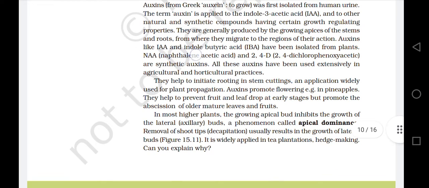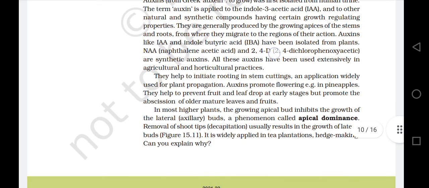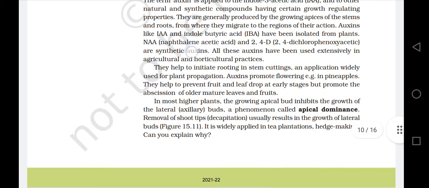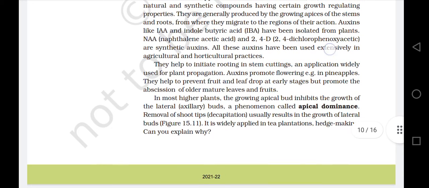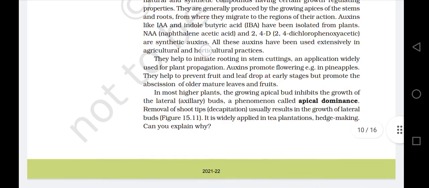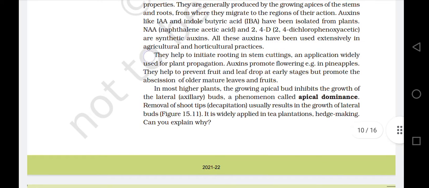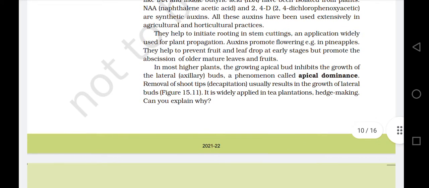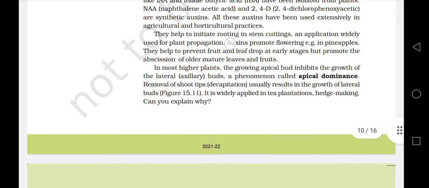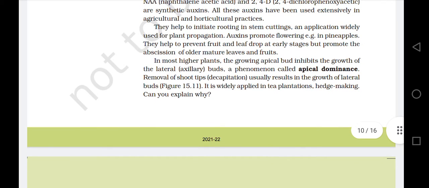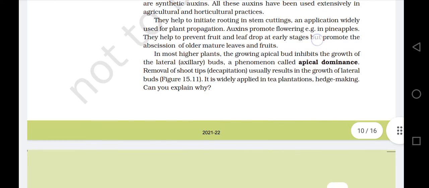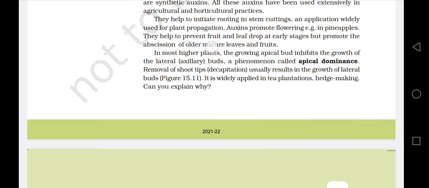NAA, naphthalene acetic acid, and 2,4-D, 2,4-dichlorophenoxyacetic acid, are synthetic auxins. All these auxins have been used extensively in agricultural and horticultural practices. They help to initiate rooting in stem cuttings, an application widely used for plant propagation. Auxins promote flowering, for example in pineapples. They help to prevent fruit and leaf drop at early stages but promote the abscission of older mature leaves and fruits.